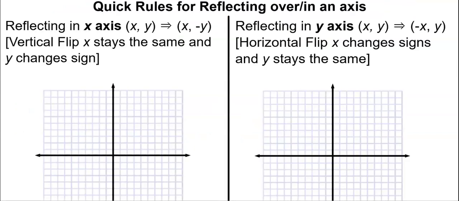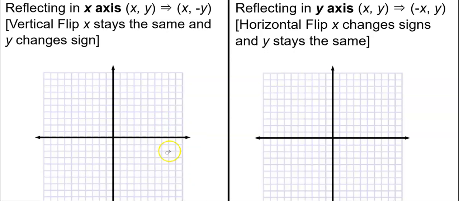Now we have some quick rules when we are reflecting. We can reflect in the x-axis. Sometimes you'll see in, or you can see over. So if I'm doing a reflection in or over the x-axis, (x, y) will map onto (x, negative y). I'm going to flip over the x-axis right here. That's going to be a vertical flip because I'm flipping from top to bottom or bottom to top. So x stays the same, y changes signs.